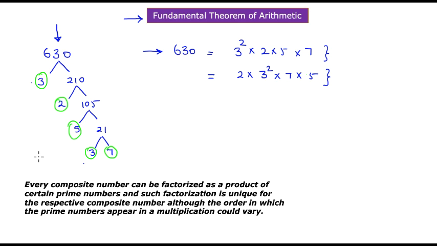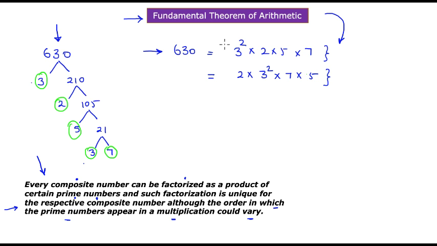Or in a simple English sentence, we can say that the fundamental theorem of arithmetic is that every composite number can be factorized as a product of certain prime numbers. Okay, these are the keywords. And such factorization is unique for that respective composite number, even though the order in which these numbers appear in a multiplication could vary, it could change, right? And that is all about our fundamental theorem of arithmetic, right?